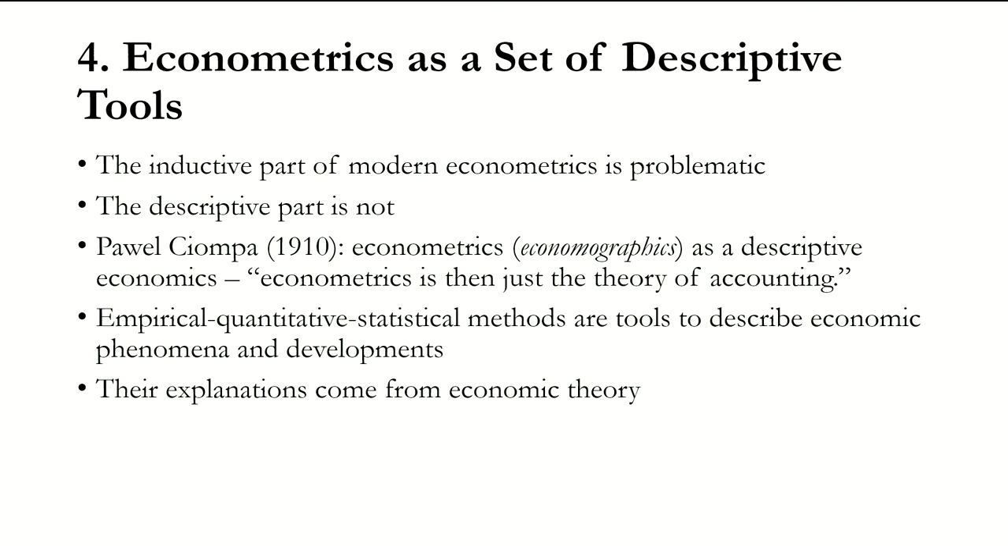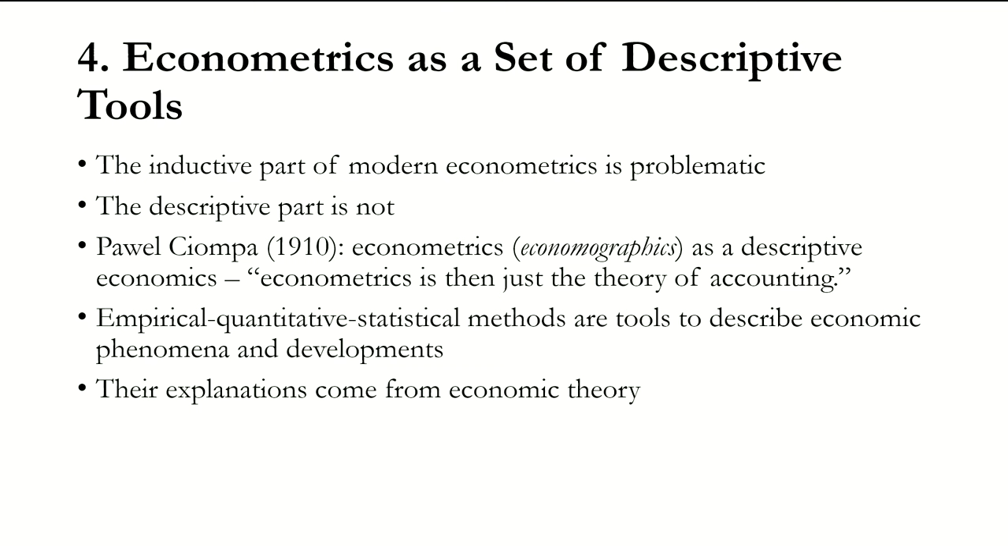And this has been pointed out by the Polish economist Paweł Ciompa, who is really the first who defined econometrics, 16 years before Ragnar Frisch did, in 1910. And Ciompa said that econometrics, or as he also called it, economographics, should just be understood as some kind of descriptive economics. We try to describe what we can see in the real world. And then econometrics just becomes the theory of accounting. How do we account for the evolution, the development of the economy, or of certain elements or aspects, parts of the economy?